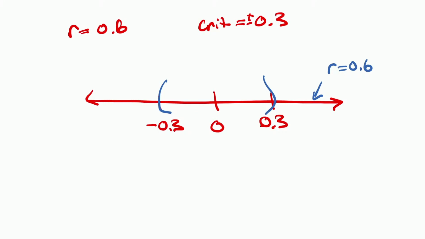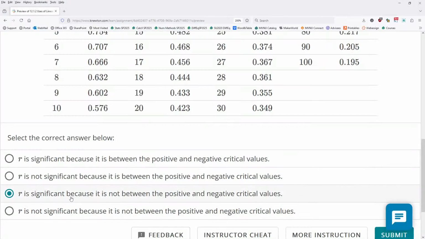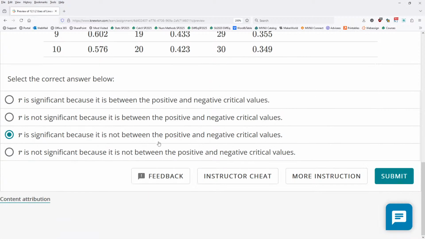So when I was looking at this, I thought the way they write that is kind of funky. If you get it wrong, though, you can just try again. But that's the right answer there.